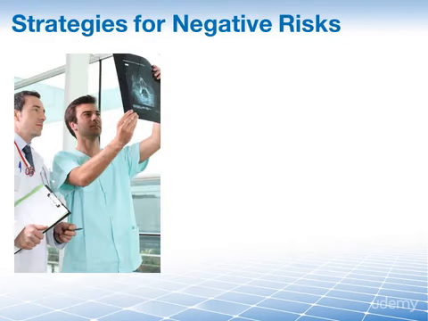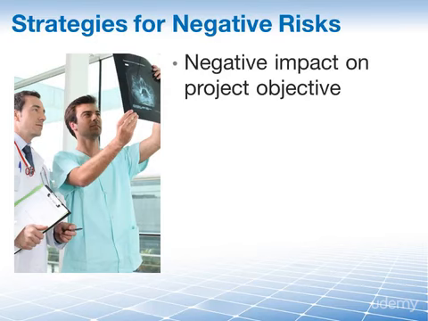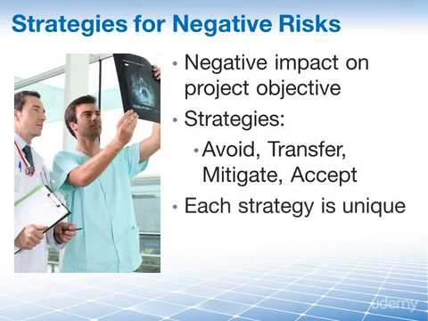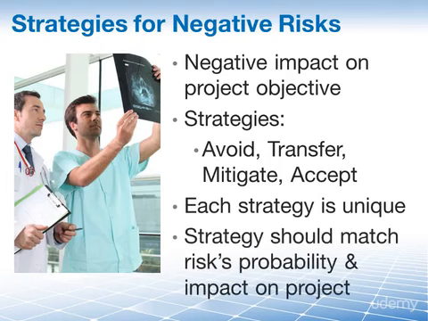Negative risks or threats are just that. They have a negative impact on or threaten the project objectives. If they occur, there are 4 strategies that can be implemented to deal with them. They are avoid, transfer, mitigate, or accept. There is a unique and different influence resulting from each use of these strategies. Therefore, selecting which strategy to implement should be based on the risk's probability and impact on the overall project objectives.